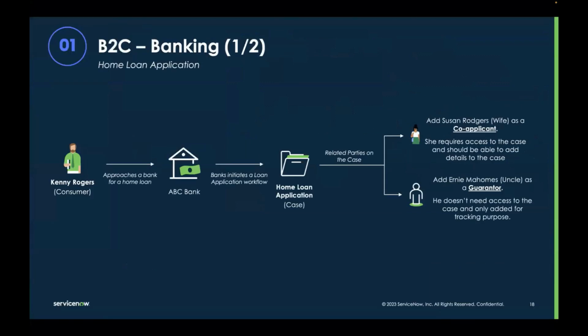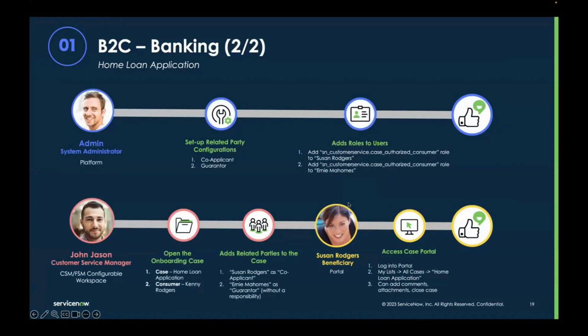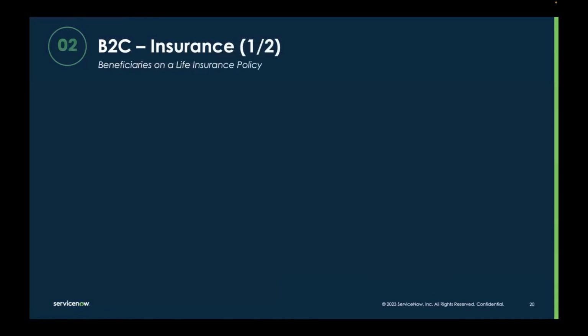So in summary, in this scenario, we added two related parties to a B2C case, one with access, which was a co-applicant, and one without access, which was a guarantor. These are the list of steps that we just performed. Let's now look at another B2C example in the insurance domain.